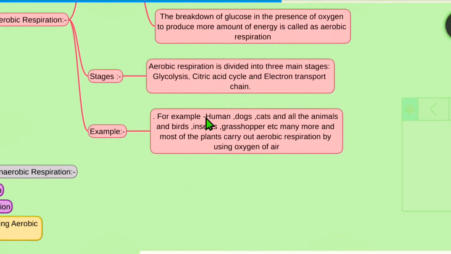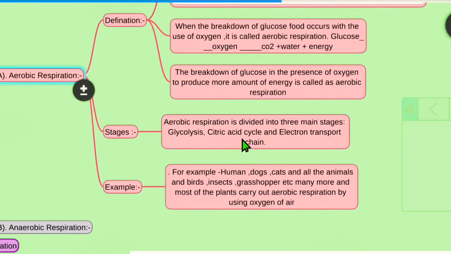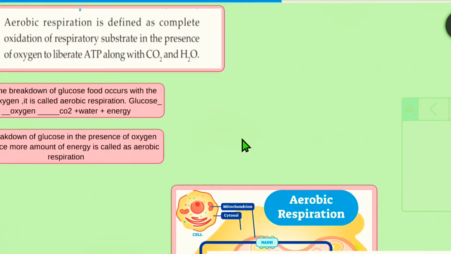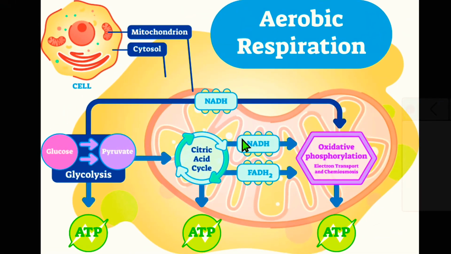The examples are humans, dogs, cats, and all the animals and birds, insects, grasshoppers, and many more. Most of the plants also carry out aerobic respiration by using oxygen from the air. These are the examples which take in oxygen and carry out aerobic respiration. Now see here the aerobic respiration.